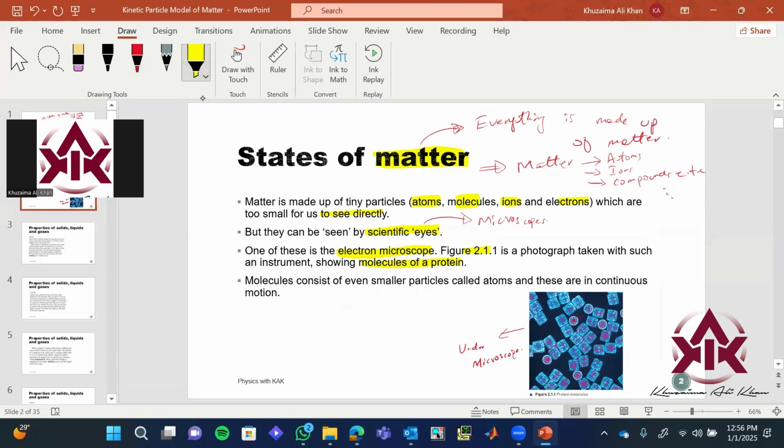Okay, so again, they are saying a molecule can even contain smaller particles called atoms, as I told you, and they are in continuous motion. This is an important and interesting point here.